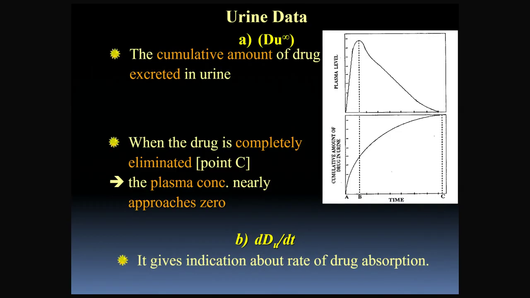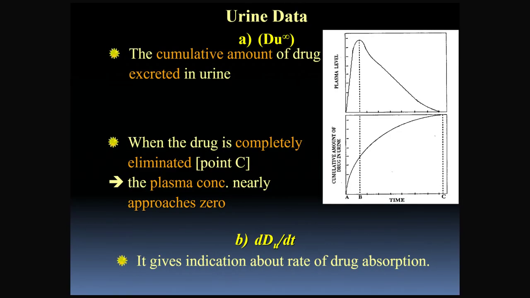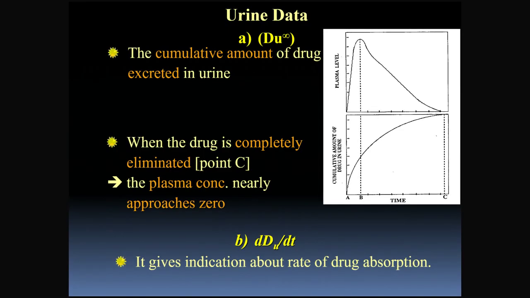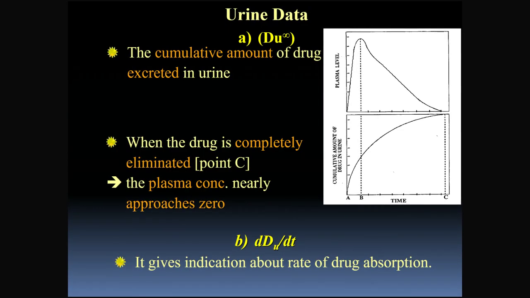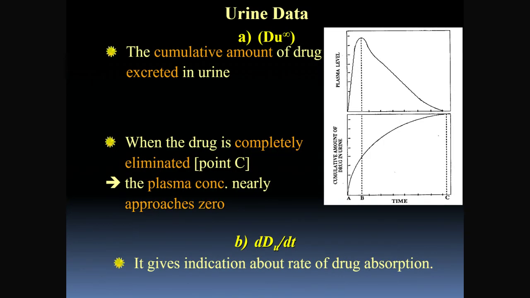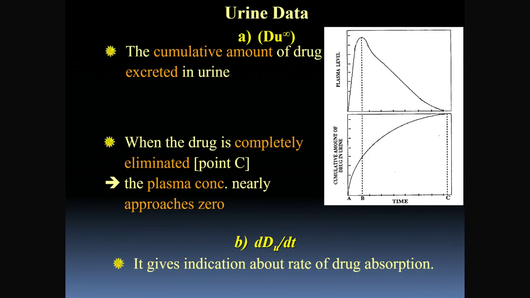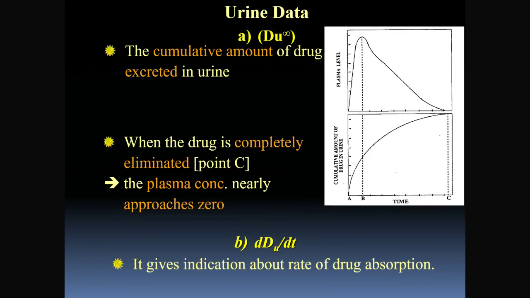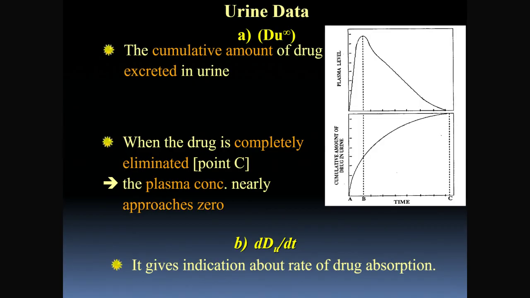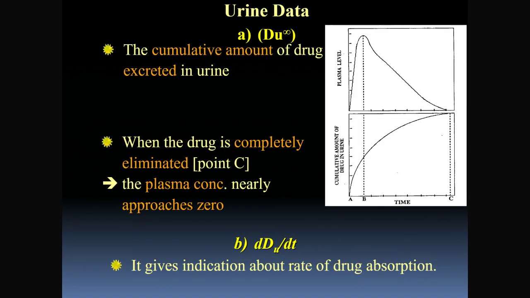This point C is where the lower graph plateaus at D infinity, which is the mathematical total of all drug mass recovered from the kidneys, representing the total extent of absorption. To determine the speed of the drug's entry, we calculate dDu/dt, the instantaneous derivative or change in urine amount over time, because this rate of urinary output directly tracks the rate of absorption into the systemic circulation.